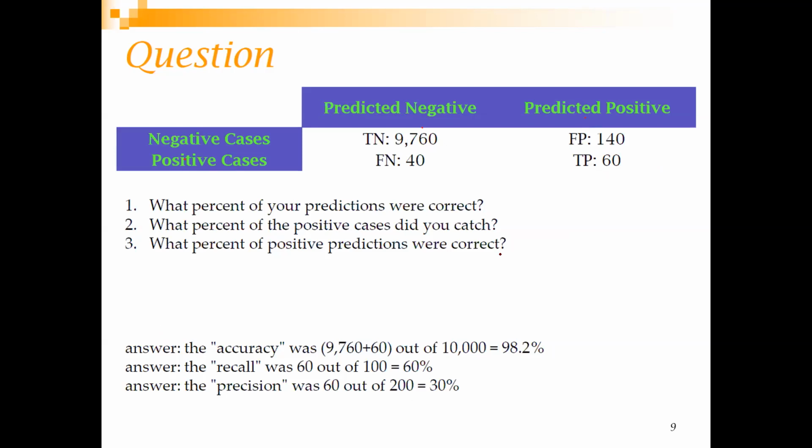What percent of your positive predictions were correct? How many did you predict as positive? 200. Out of that, how many were actually positive? 60. So this is also called precision. So precision is 60 by 200, which is 30%. This tells you that even if your classification accuracy gives you a very rosy picture at 98.2%, when you actually drill down and find out precision and recall, the numbers are much lower.